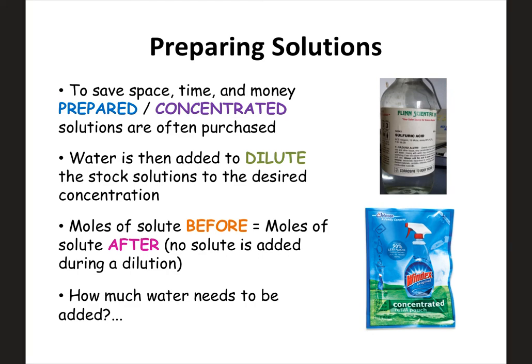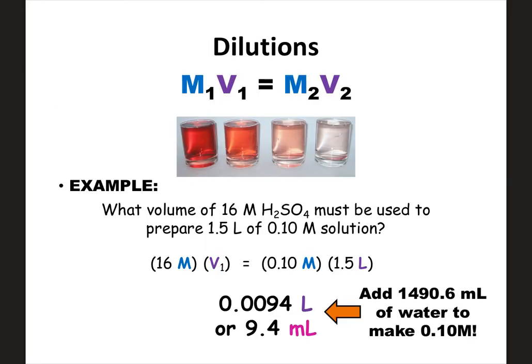You're just adding water. All right, so because of this, you can do a pretty easy calculation here since the solute is staying the same. So you can actually calculate how much water would need to be added and figure out the volumes and the molarities here, as we're going to see for these dilution problems. In order to do a dilution, you're going to use this simple equation right here. M1V1 equals M2V2.